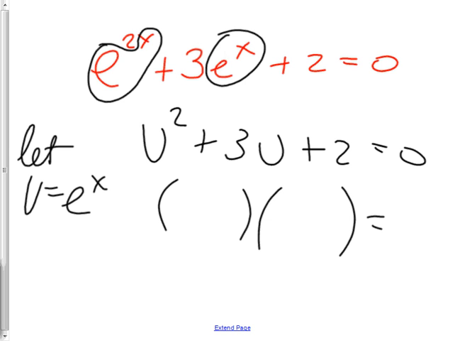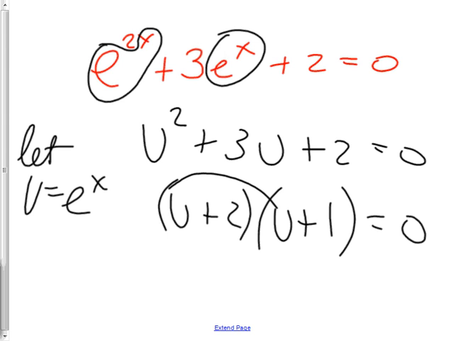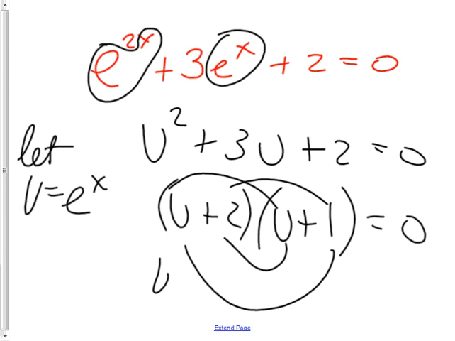That factors, and if you can factor it, you should: u plus 2, u plus 1. Checking to make sure I did it right. First, u squared. Outside, 1u. Inside, 2u, make a total of 3u. And the last, 1 times 2 is 2. Yay, it worked. So u must be negative 2, and u must be negative 1.